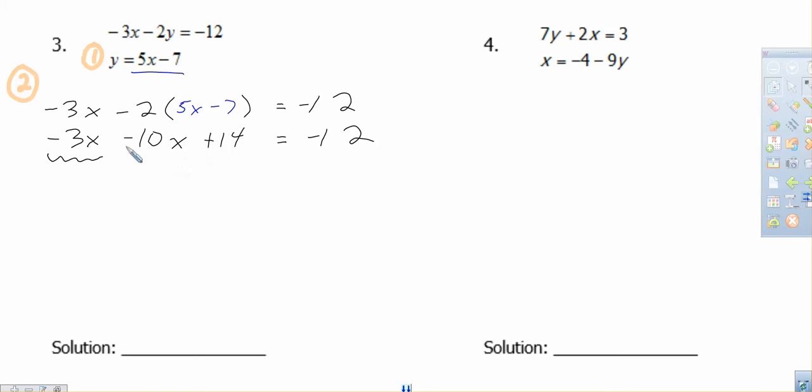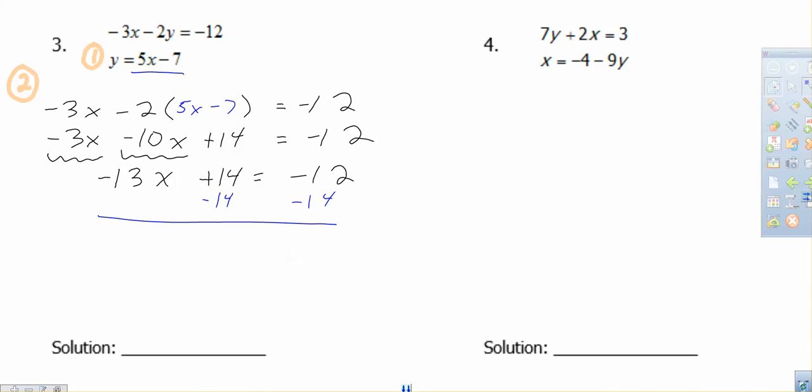Looks like we have like terms here. That'd be a negative 13x plus 14 equals negative 12. Okay, now let's subtract 14 from both sides. We get negative 13x equals negative 26. Looks like this will work out. Divided by negative 13, we get x equals positive 2.